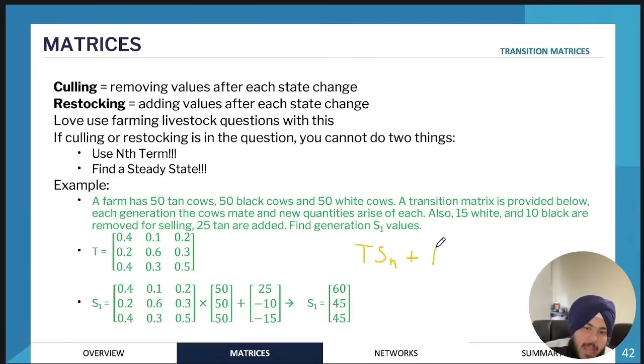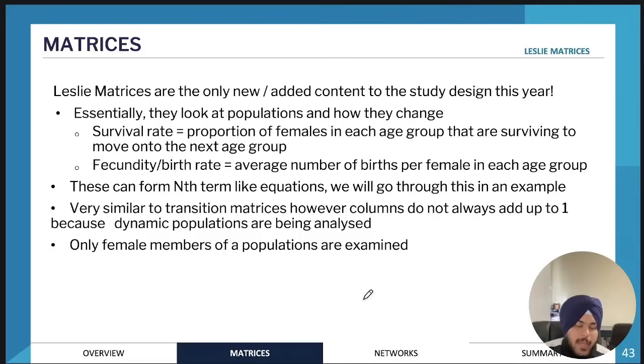T to the power of n plus A. So that A matrix would represent the change. So we're adding 25 tan cows, we're removing 10 black cows, and we're also removing 15 white cows. So that's how you would write that down, and then you can put it on your calculator to get the new value for S1.